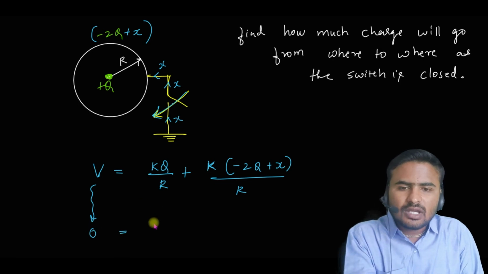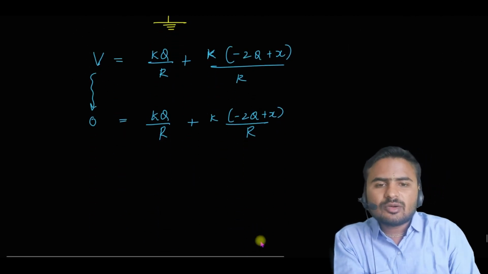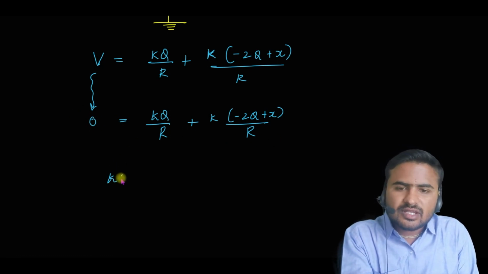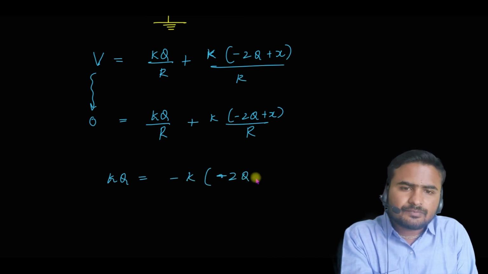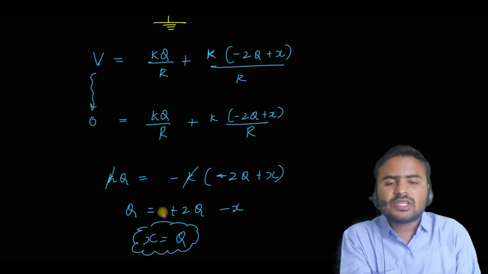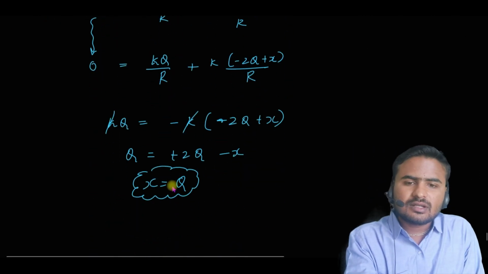So I've equated it to 0, and that will be kq by r plus k into minus 2q plus x divided by r. Now here, since the denominator is the same, you can take this r to the LHS. On the LHS you have 0, 0 into r is 0. Then I will have just kq is equal to minus k into minus 2q plus x. So now k will get cancelled here. We will get q equal to plus 2q minus x. So if you take x to the LHS and the q to the RHS, it will become q. So the charge that flows from the ground to the sphere is q, it seems.